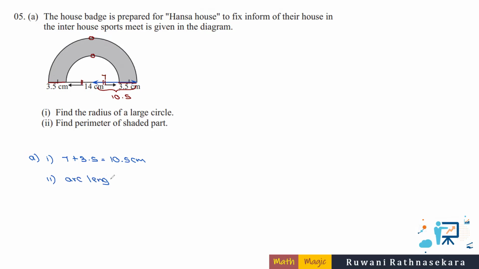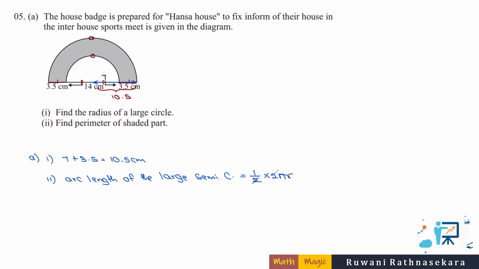Arc length of the large semicircle. Right, as it's a semicircle, it's half of a circle. It should be half of the circumference of a circle given by 2πr.